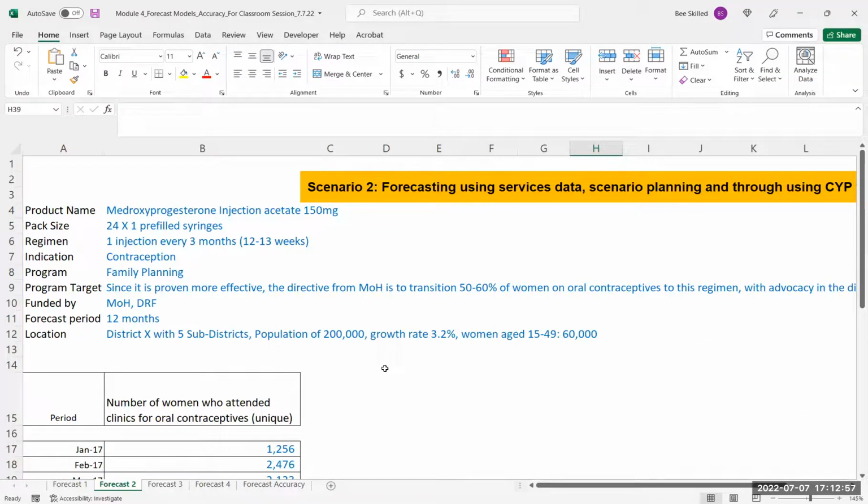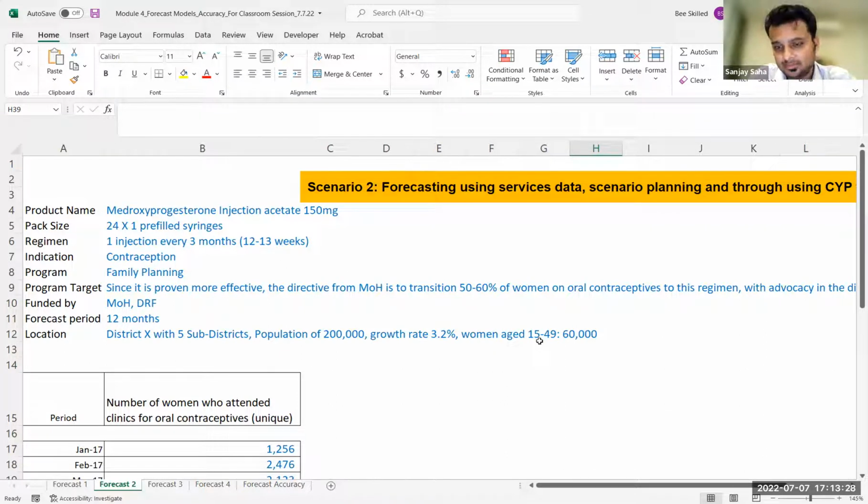Yes. Okay, excellent. So this is scenario number 2 for medroxyprogesterone injection. The key thing to note here is the CYP factor, which is 4. Second, there is a target that at least 60% of women who are on oral contraceptives must be transitioned to this new injectable.